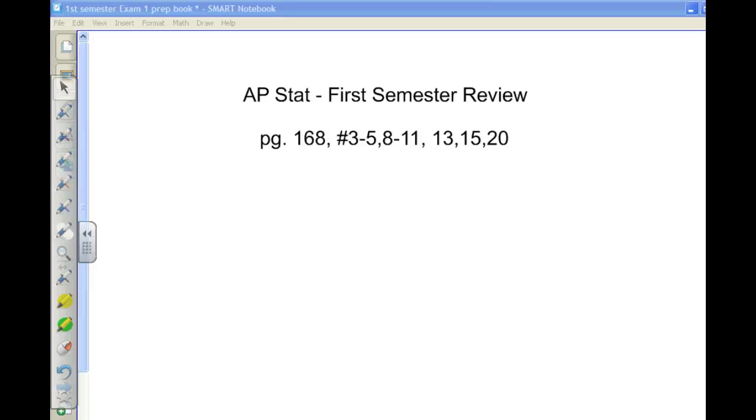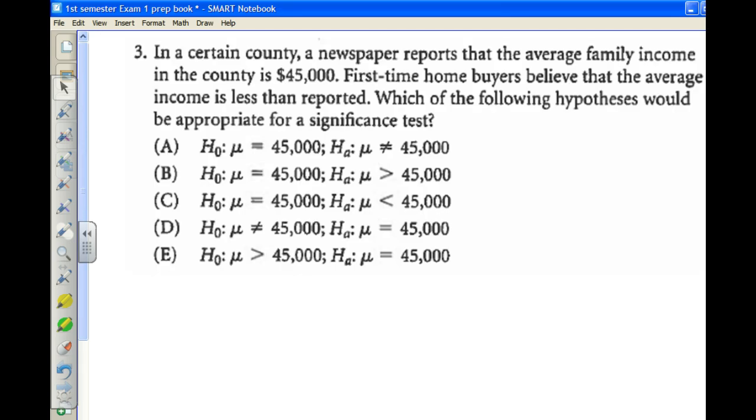Okay, in this screencast, I'm going to go over these problems for our first semester exam review for AP Stat. So the first one, we actually haven't seen one quite like this, but it's very similar to the type we've done, and I thought y'all could handle it.